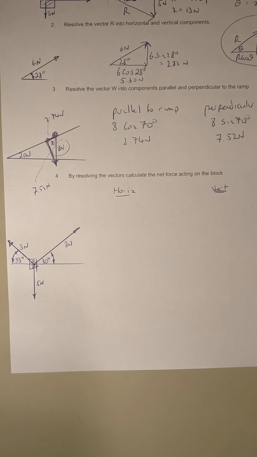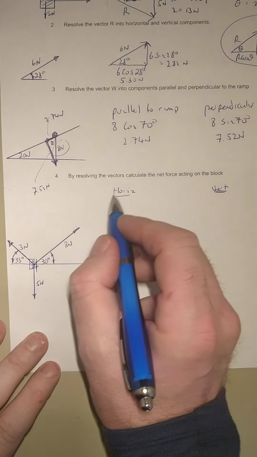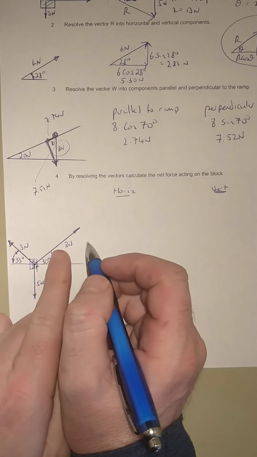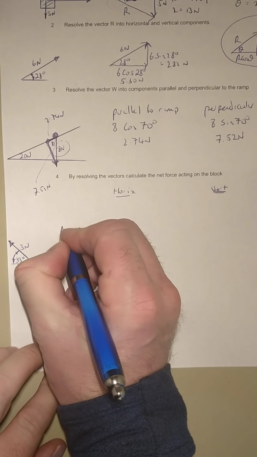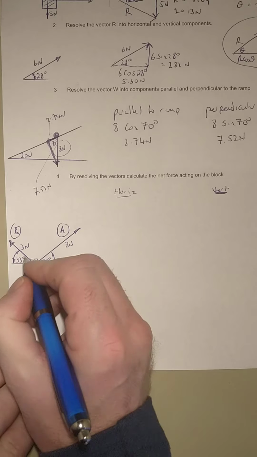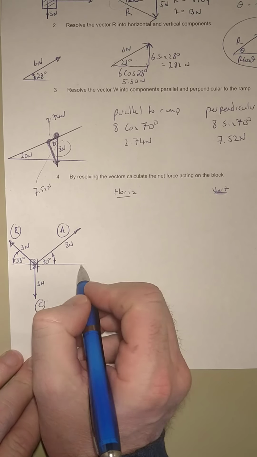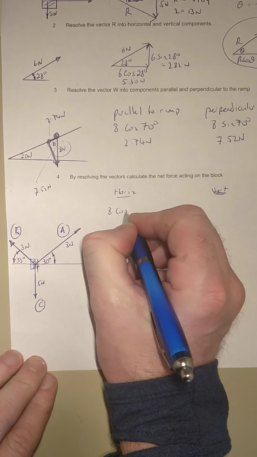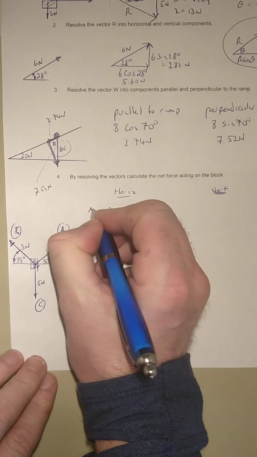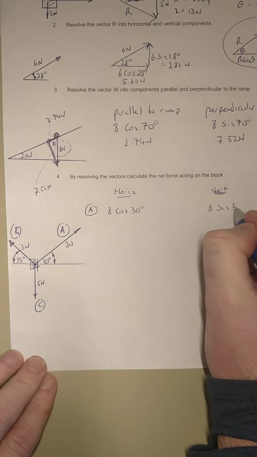Okay. Now, those of you doing applied maths talk about i and j's. Okay, we just talk about horizontal and vertical. So let's go through them all. Okay. So this vector, I'm going to call that vector A, vector B, and vector C. This vector, its horizontal component is 8 times the cosine of 30. That's vector A. And its vertical component is 8 times the sine of 30.